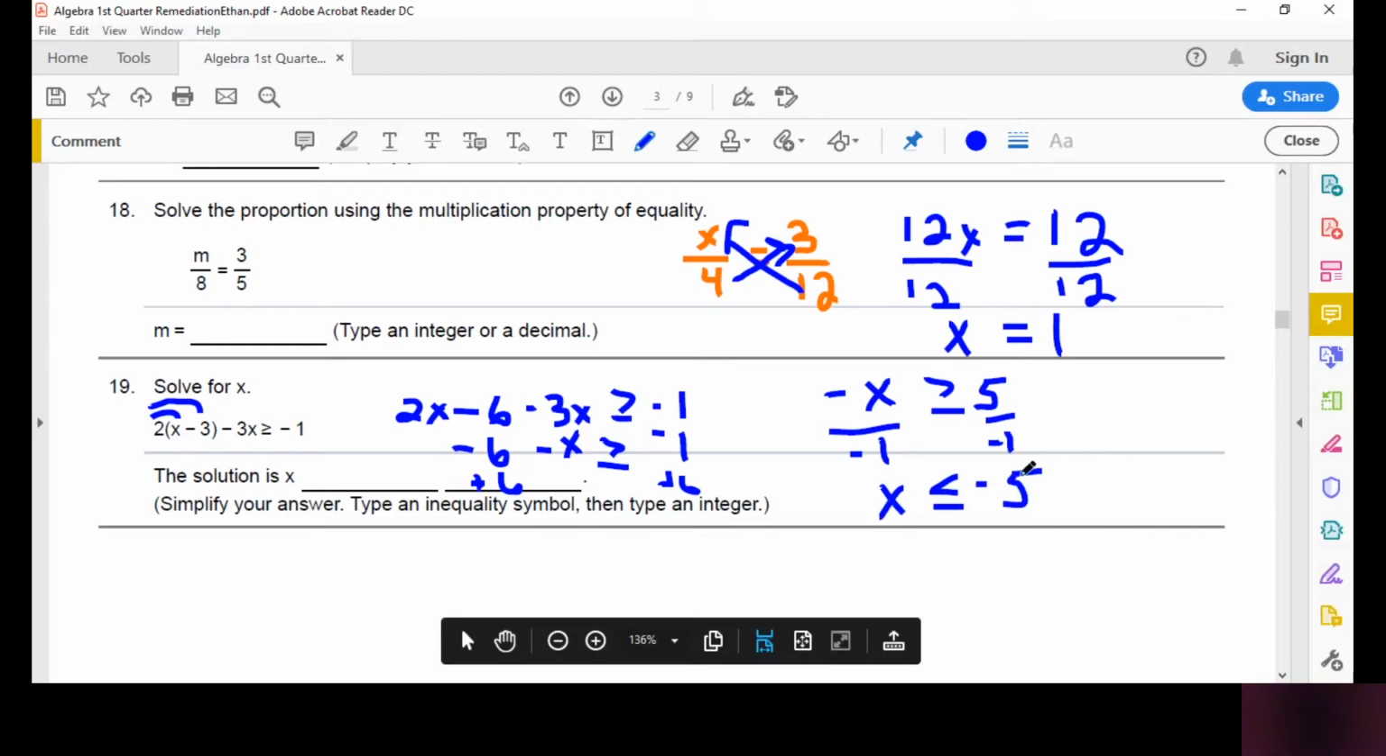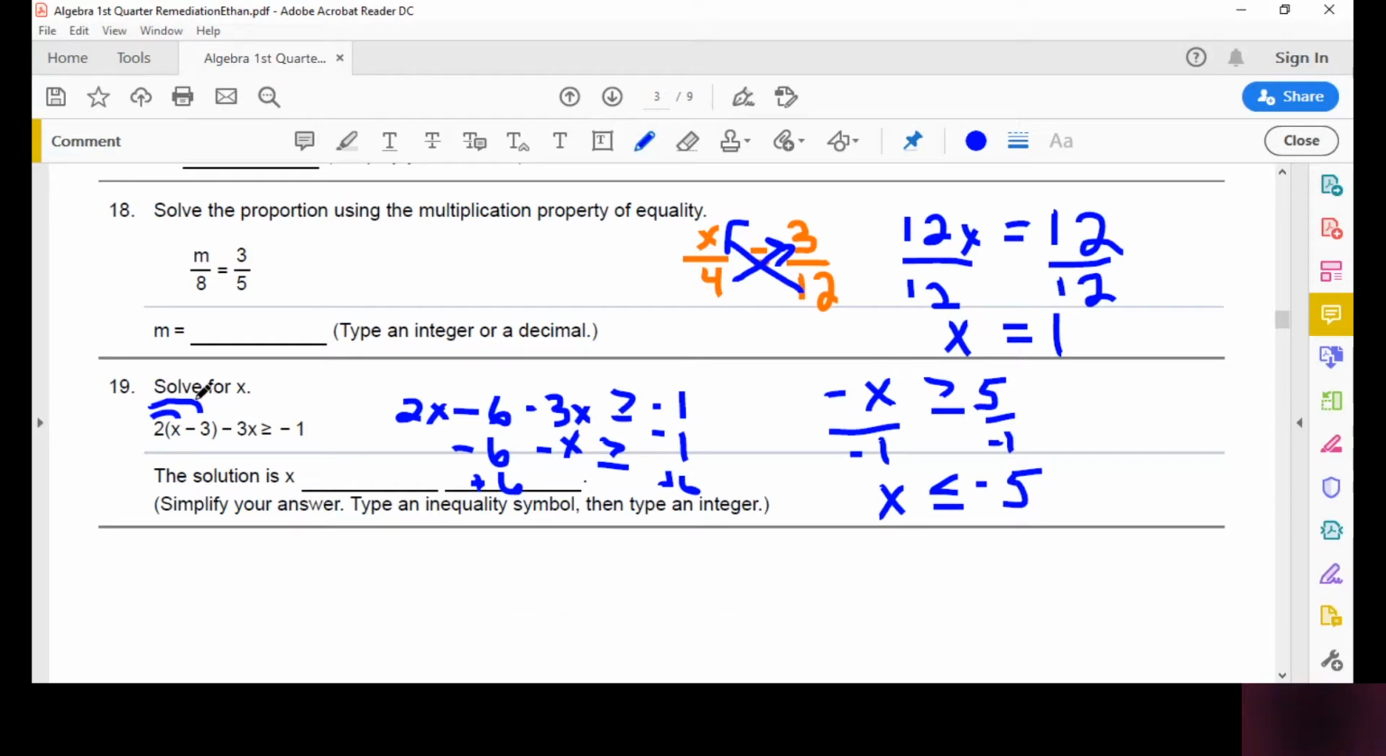There you go. To test it, you can take this, plug it back into your original equation, work it out, evaluate it like we did from the first day. Is it true? Does it make your inequality true? Okay.